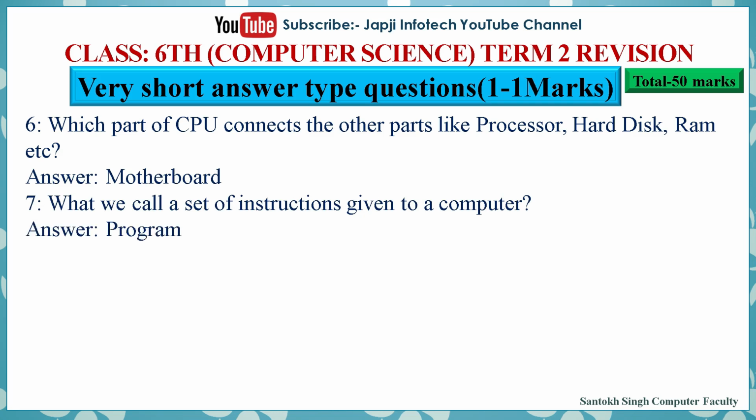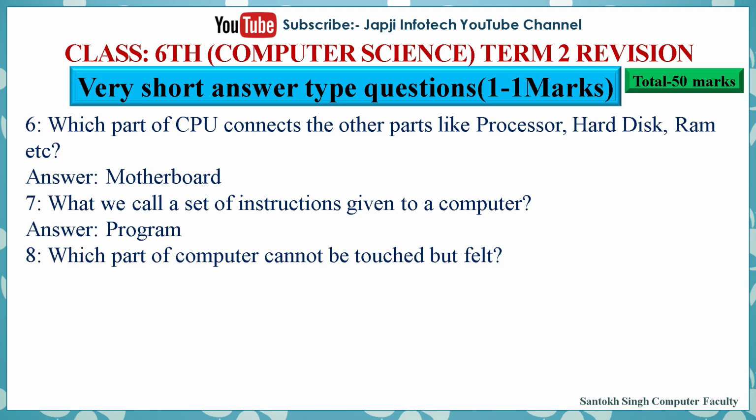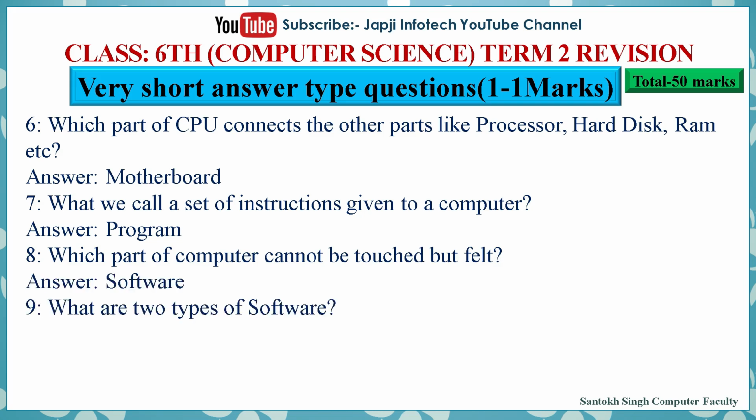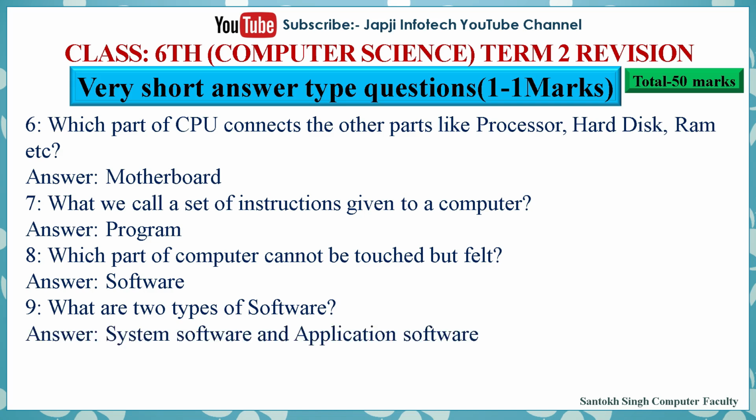And the right answer is program. And the eighth one is which part of computer cannot be touched but felt. And the right answer is software. Ninth one is what are two types of software? And the answers are system software and application software.